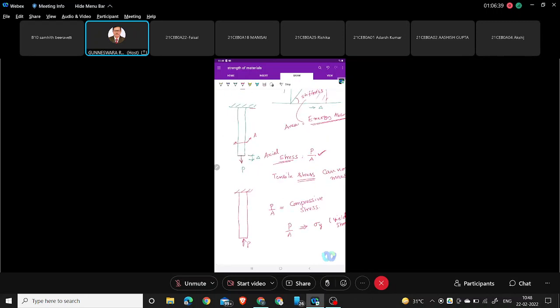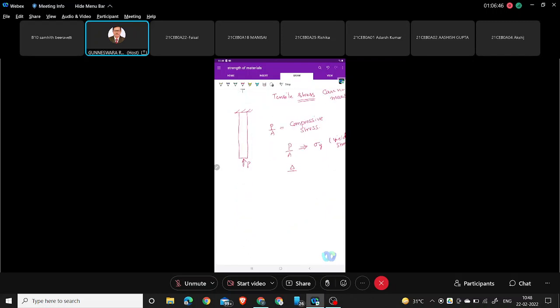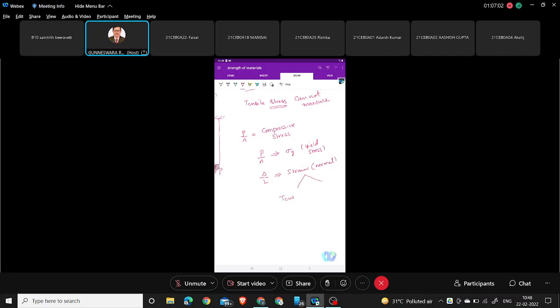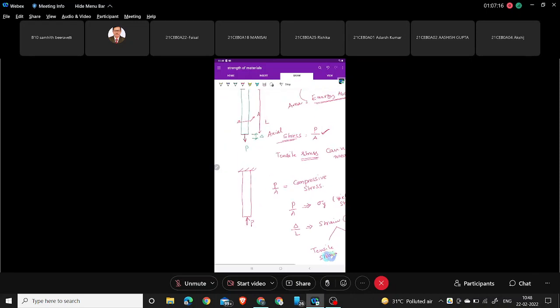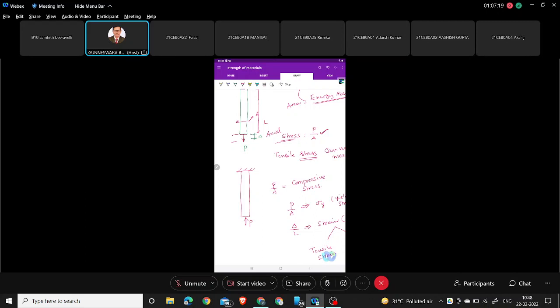Once the body deforms, if L is the length, then delta by L is called the strain, of course normal strain. The normal strain can again be tensile strain or compressive strain. How do you define strain? Strain is the ratio of deformation to the original length of the body in the direction of the force.